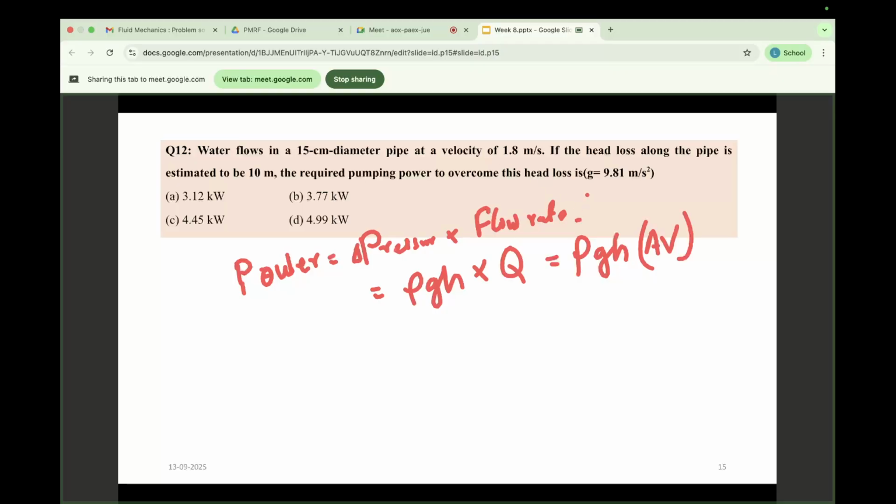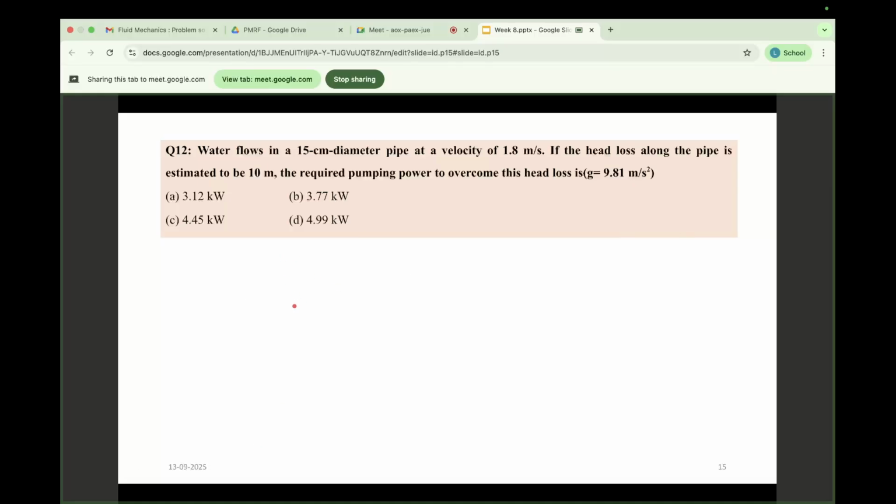You can see here what is H. H is the head. What head? It is the potential head. But here a head loss is there, and they haven't said what type of head loss. So in the current scenario, if I use this formula, the power is rho g h, and since head loss is there, replace H by HL, into Q. Q means A into V. So that is basically the formula. Okay.